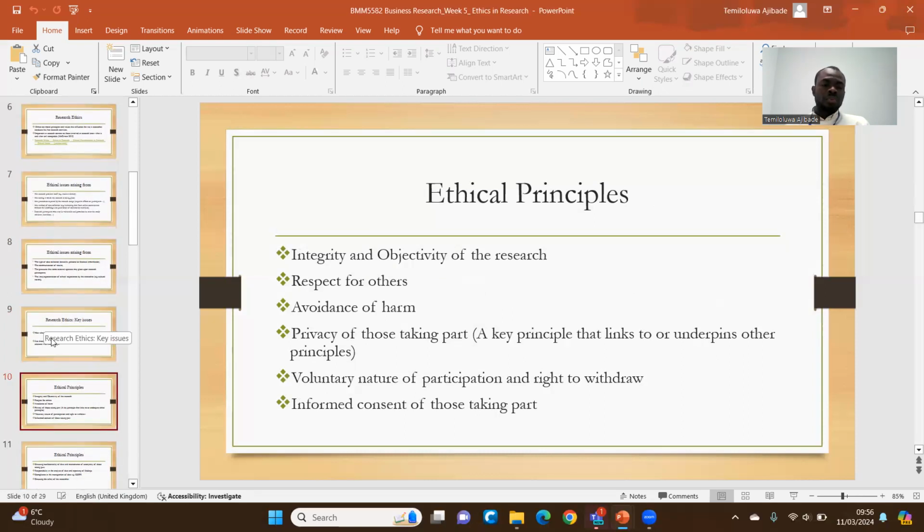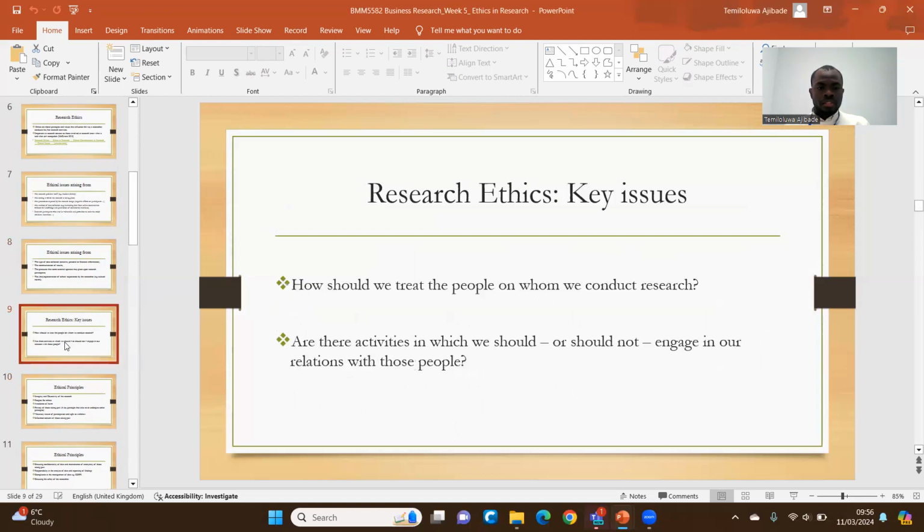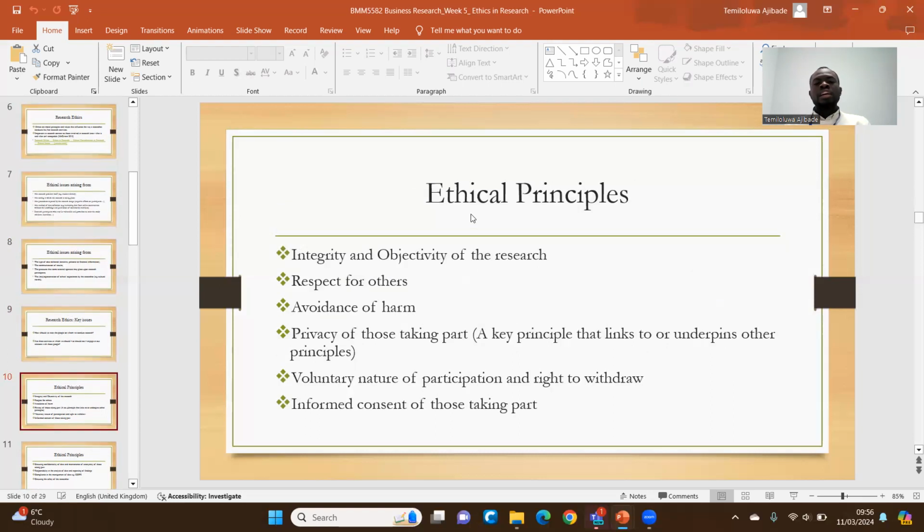All right, so now going forward, we are looking at some ethical principles in research. We have some ethical principles in research that we'll be talking about. We have integrity and objectivity of the research, respect for others. This all actually came from the key issues from the research: respect for others, avoidance of harm, privacy of those taking part in the research, the voluntary nature of participation and the right to withdraw, informed consent of those that are taking part in the research.